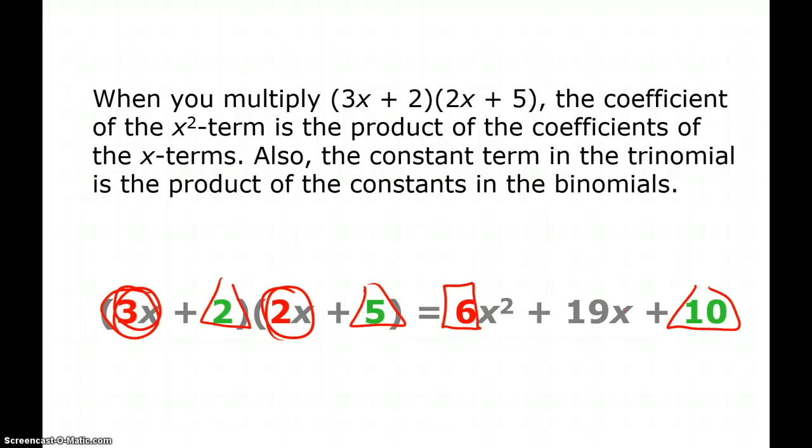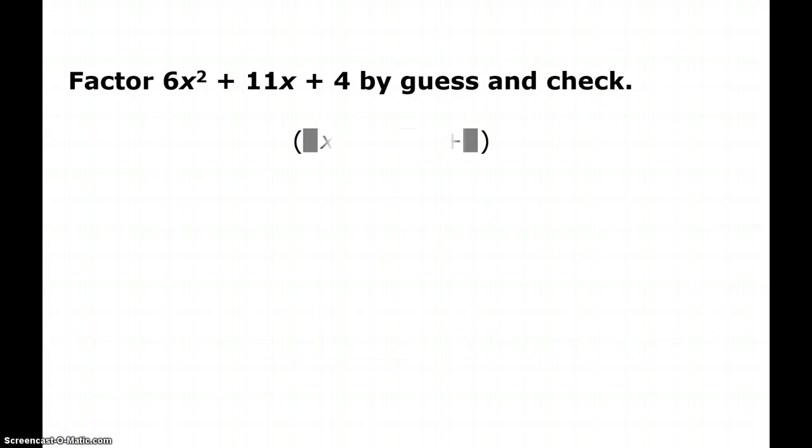But if I gave you this right here, we could just guess and check the different combinations that give me a 6 up front and a 10 out back and see what works. And this is how Mr. Basher will have you do it in his class. Believe it or not, after you do this long enough, you'll get really fast at it. So let's show you how this will work.